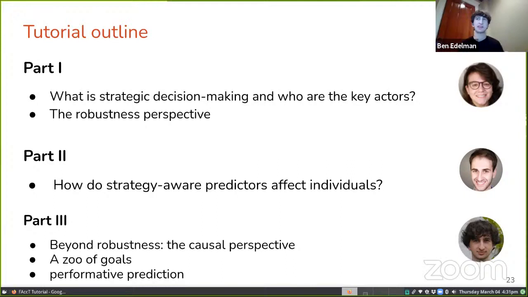And then Yo talked about how strategy-aware predictors affect individuals, more from their perspective, like how can they gain recourse, and how can this recourse be equitable, and how do we avoid forcing individuals to pay large costs in order to strategize well. And as I said, I'm going to be talking about a causal perspective that allows us to go beyond this robustness framework that Chara talked about. And we'll see that the number of objectives for all of our different stakeholders really proliferates when we think about strategic prediction carefully. And at the end, I'll discuss a broader framework that's sort of new, called performative prediction, and that generalizes strategic prediction to even more cases.